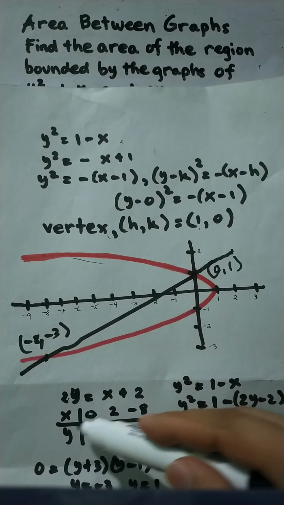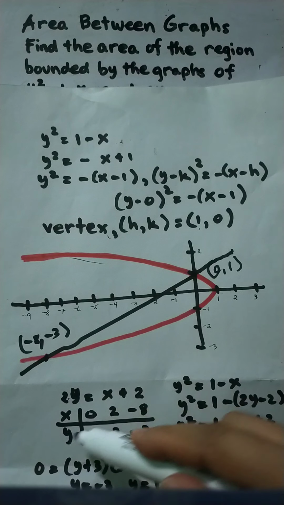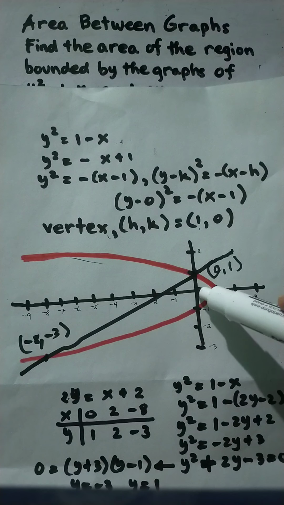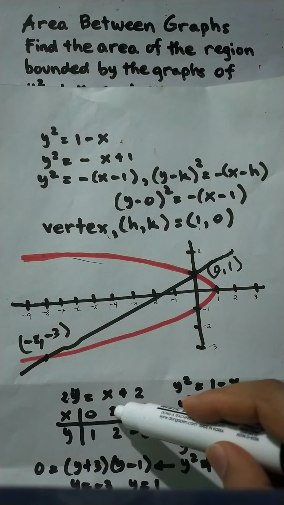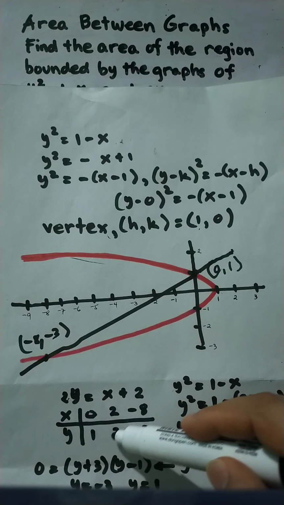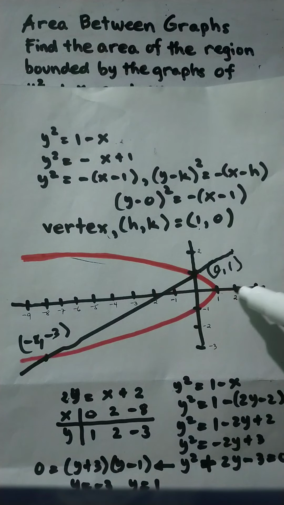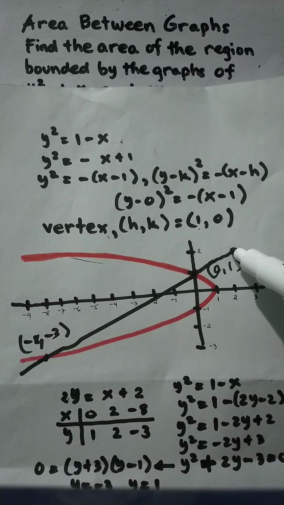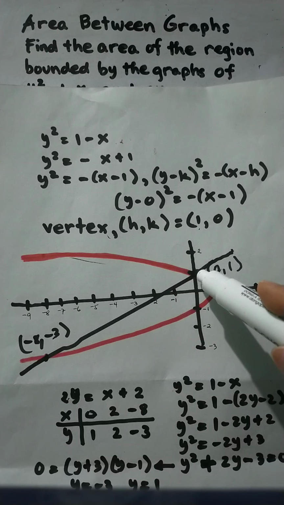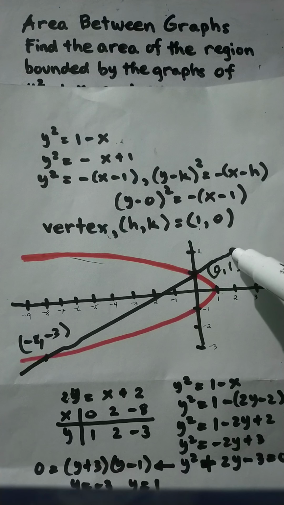So if x equals 0 and y equals 1, then this is the point. X equals 0, y equals 1. We have this point. Now, if x equals 2, y equals 2. This is your 2, 2. So this is now the point. If we connect these two points, 2, 2 and 0, 1, we have this line.